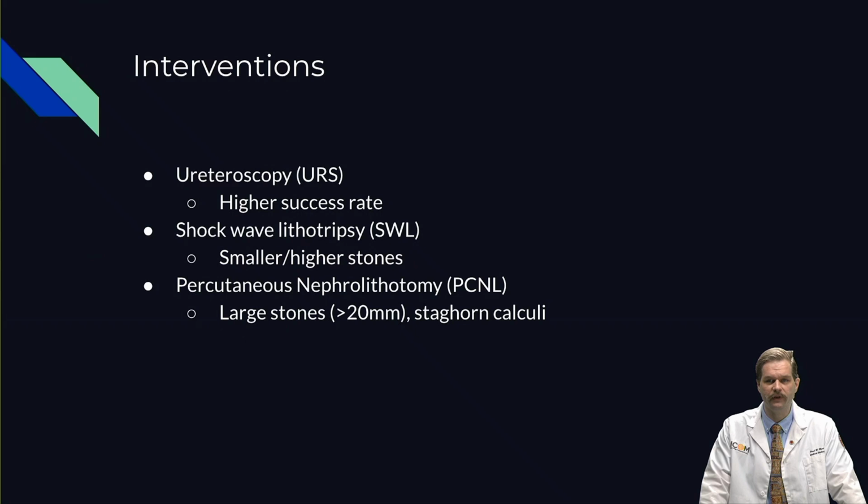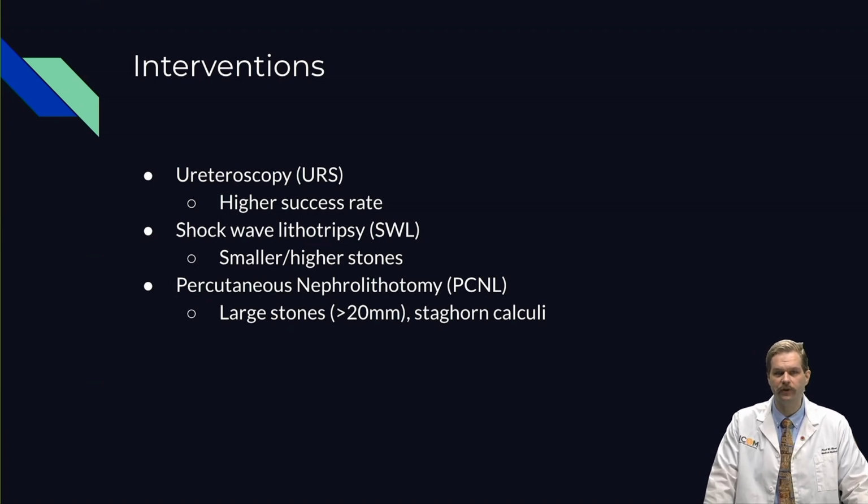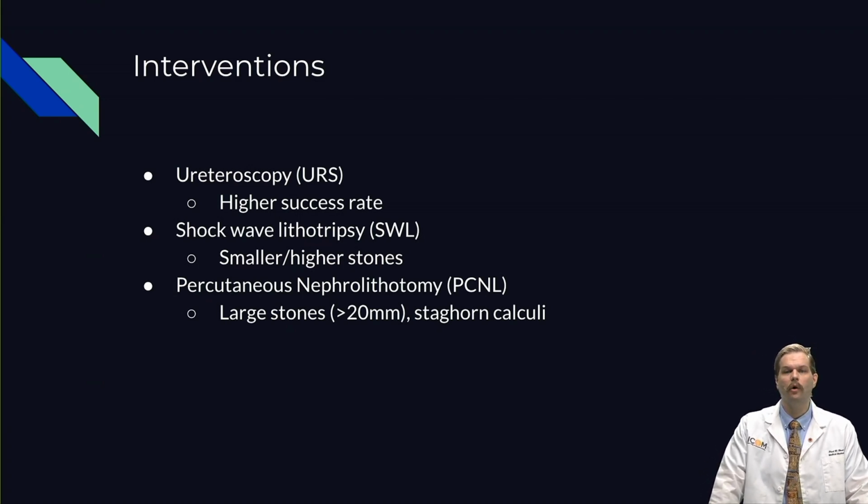Shockwave lithotripsy is a good option for stones less than 1.5 centimeters and in the renal pelvis or mid and upper pole. Contraindications to shockwave lithotripsy include pregnancy, anticoagulation, or coagulopathy. Lower pole stones are harder to treat due to the acute angle of the ureteroscope.